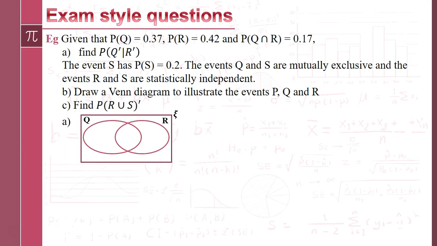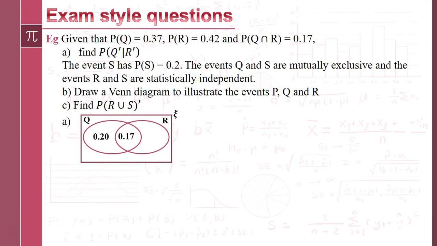And again, I personally prefer always to go to a Venn diagram with these kind of things. It's kind of the scaffolding I need to help me function. So let's have a look at what we can put on here. We've got Q intersection R. Let's start in the middle, put that in. So that, given probability Q is 0.37, that's that bit there. So we've got 0.37 there in Q.